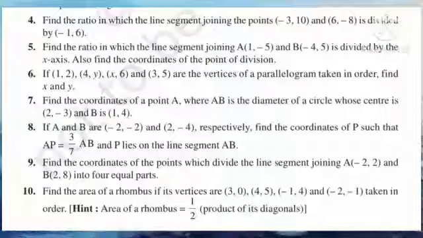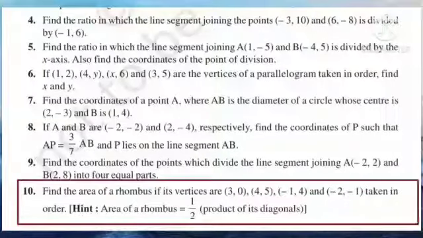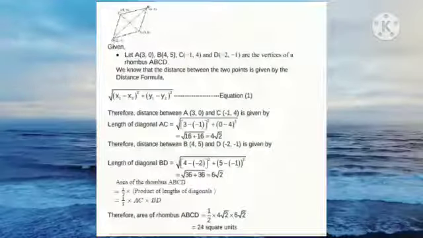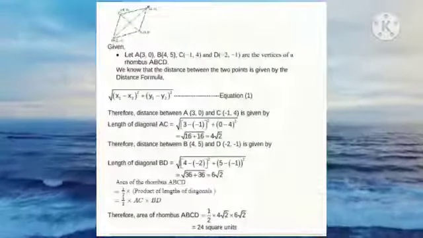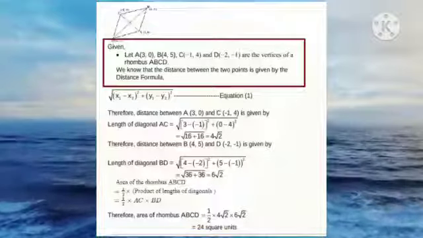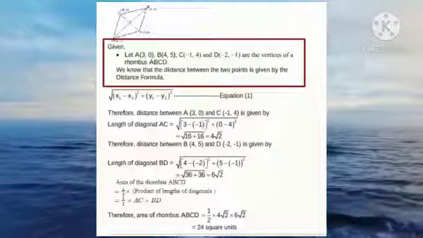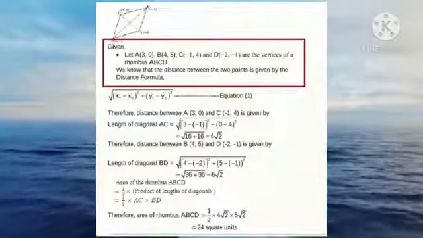Now the last question of this exercise, that is, find the area of the rhombus if its vertices are (3, 0), (4, 5), (-1, 4) and (-2, -1) taken in order. Let us consider a rhombus ABCD and the coordinates of its vertices are (3, 0), (4, 5), (-1, 4) and (-2, -1) taken in order.